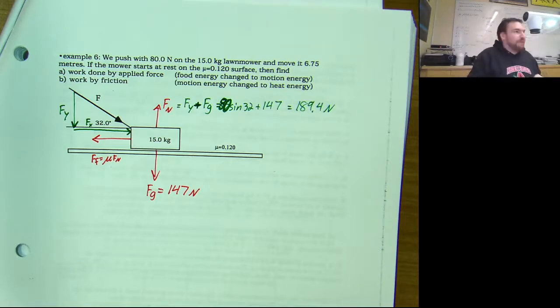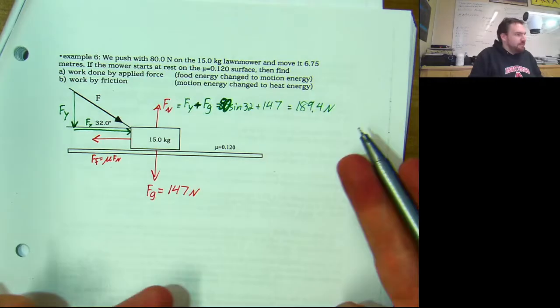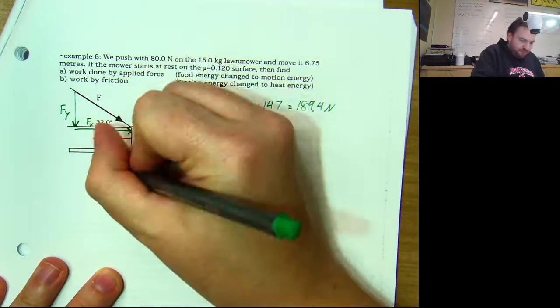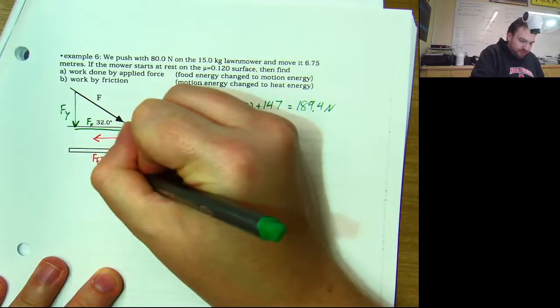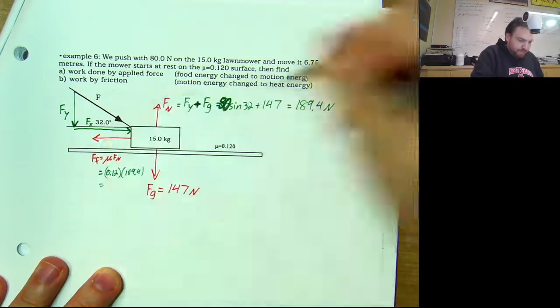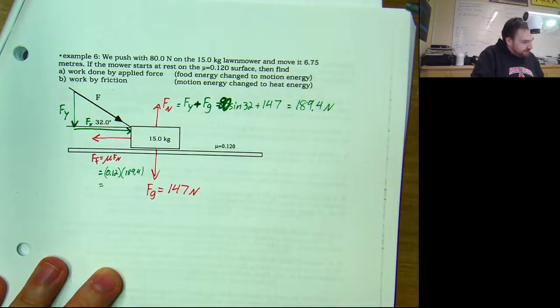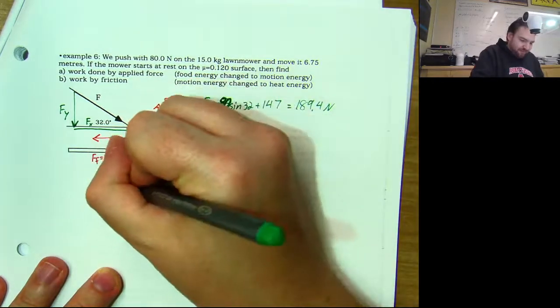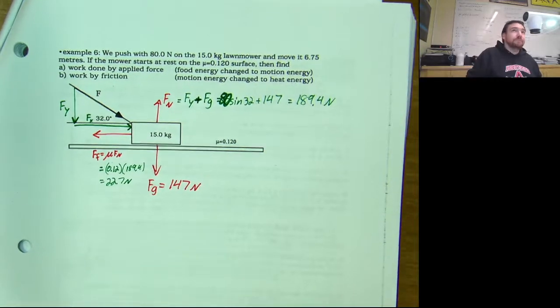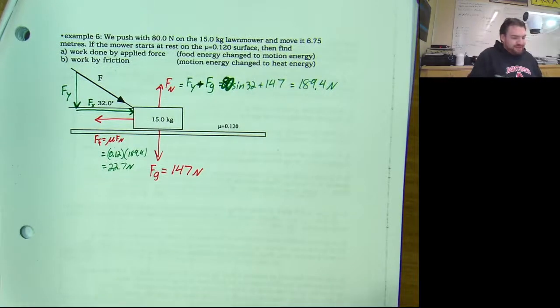And then my force of friction is going to be now mu Fn. Mu, what did we say? It was 0.12. So 0.12 times 189.4. That's 22.7. And now the rest of this is easy.